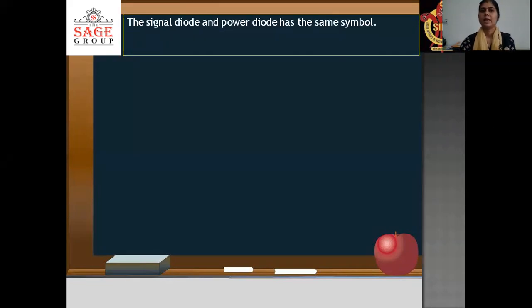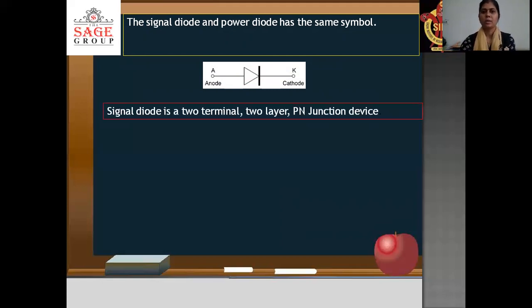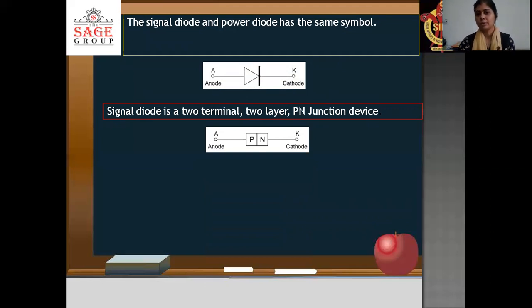Firstly, the signal diode and the power diode have the same symbol. We know diodes have two terminals, anode and cathode. A signal diode is a two-terminal, two-layer PN junction device. If we talk about low power diodes, that means signal diodes. If we talk about high power diodes, that means power diodes.